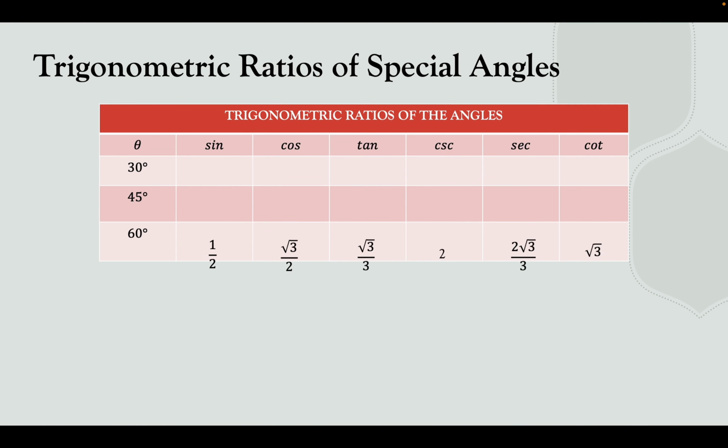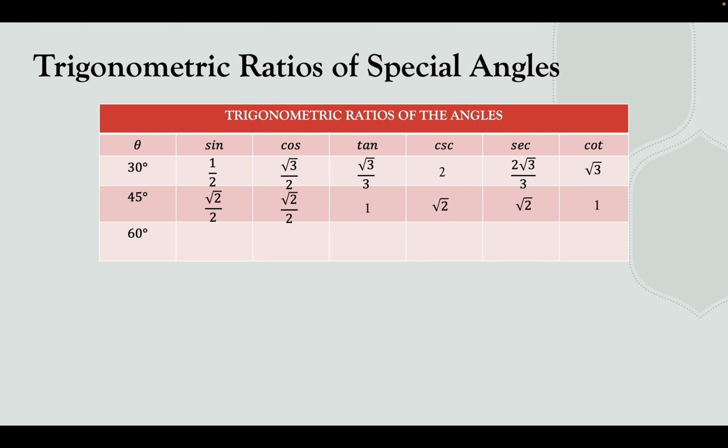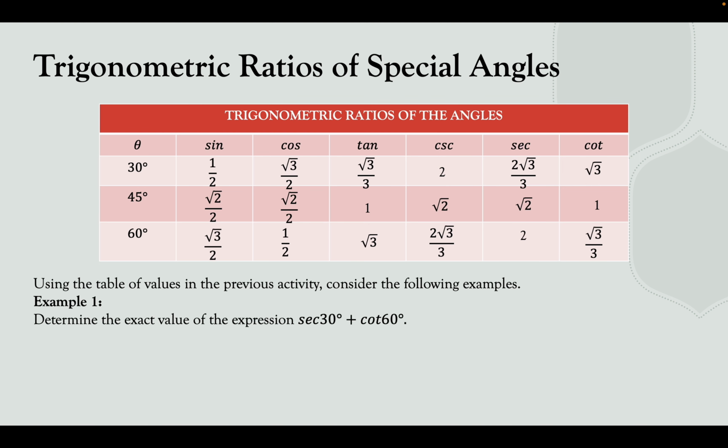Since we've already accomplished the trigonometric ratios of angles, now let's proceed on the application. So we will now determine the exact value of the given expression using the table. So we have here example number 1, sec 30 degrees plus cot 60 degrees.